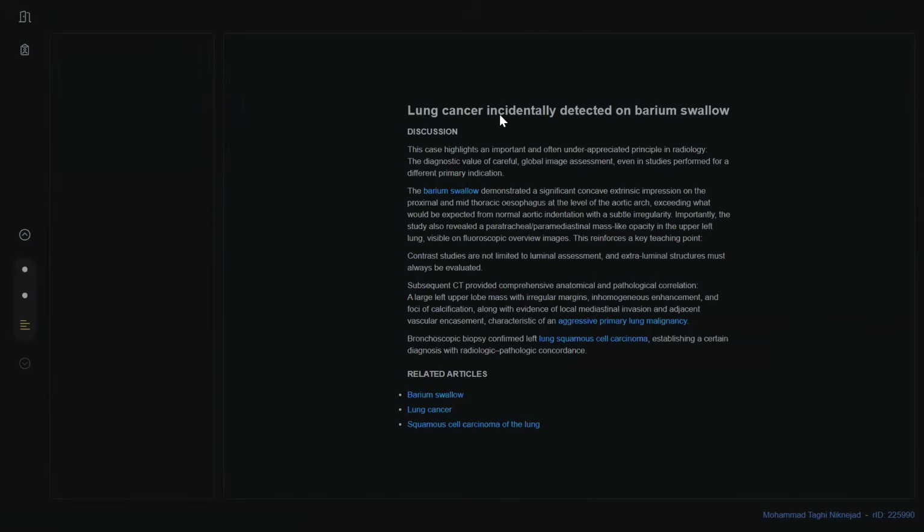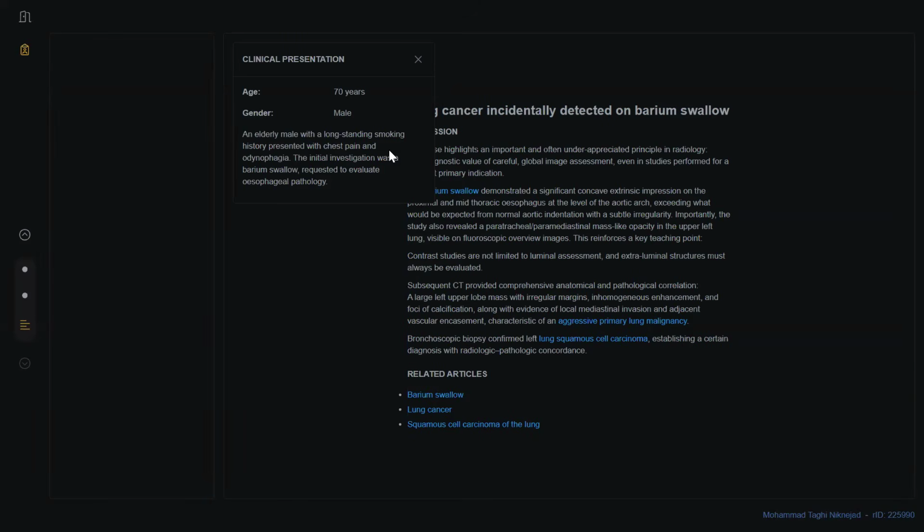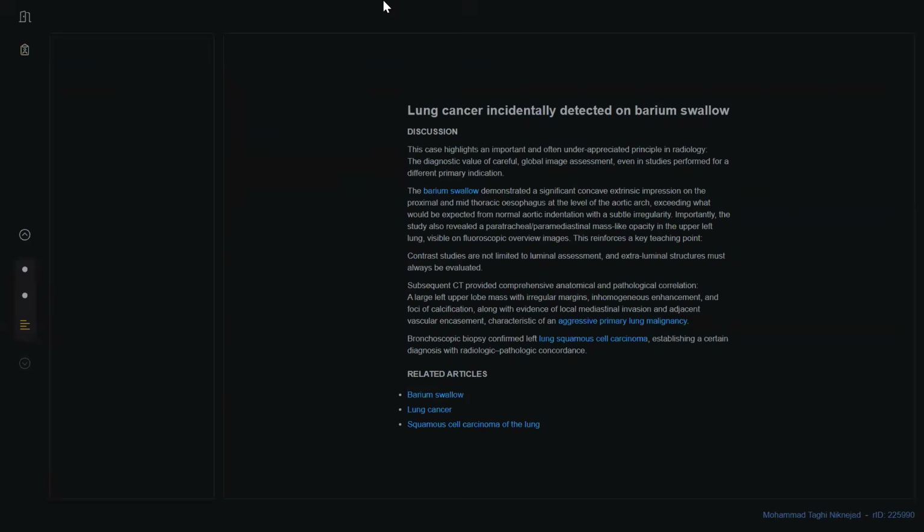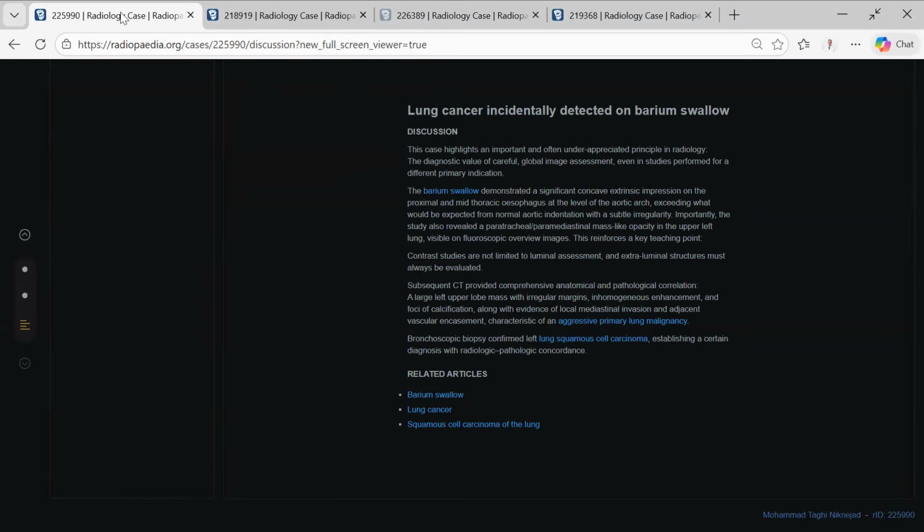So it is lung cancer detected in a barium study. This patient was a long-standing smoker, but don't expect the examiner to tell you a very helpful history.